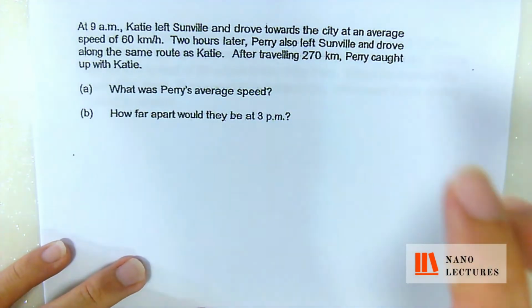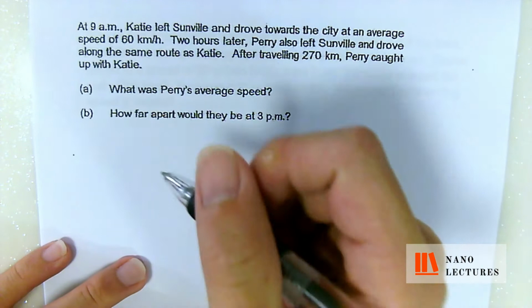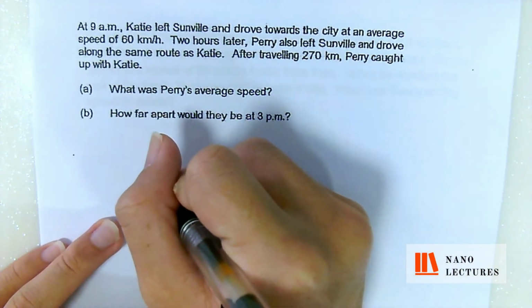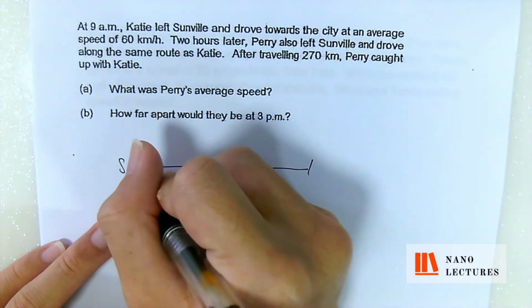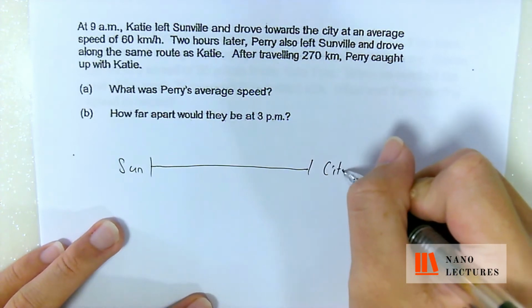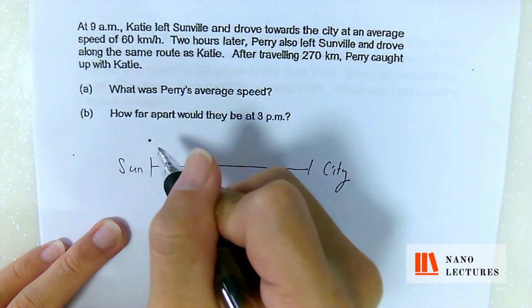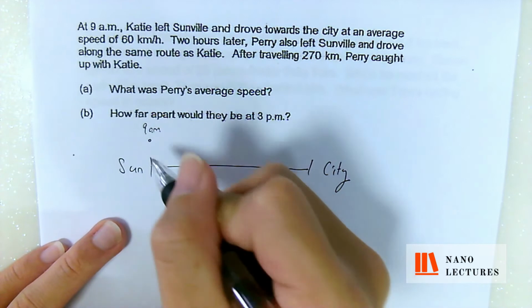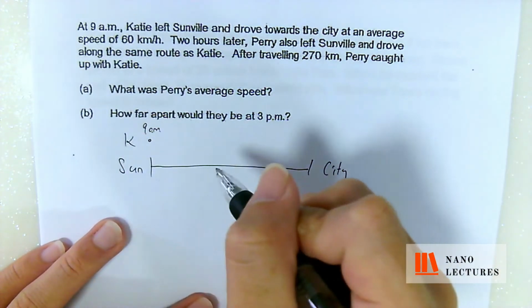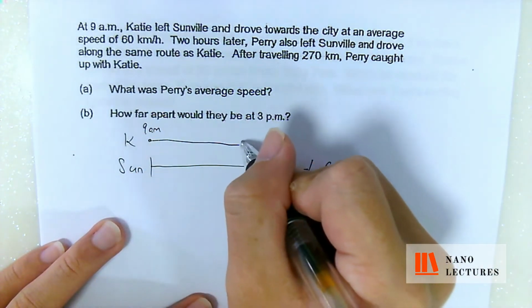Okay, at this point of time, stop first. Don't even bother reading the question, just draw the distance model. Now the distance model actually looks like this. So we have Sunvale over here. I'm just going to put Sun, and then it's towards the city over here. Now, we know that Katie started first, and Katie started at 9 a.m. So I'm going to put K for Katie, and then she traveled along this route.